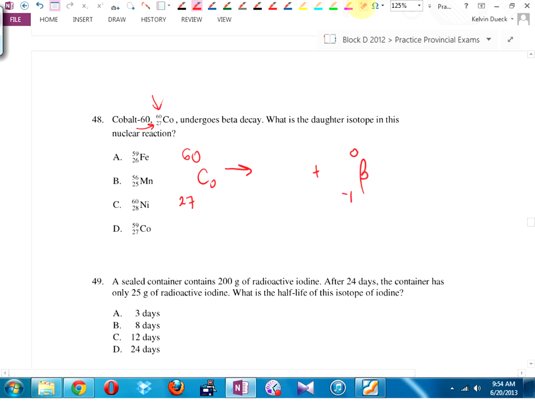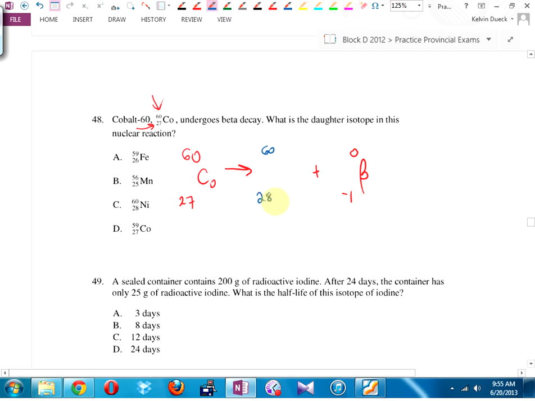Now, these numbers have to balance. How many do I have here as a mass? Meant to be really obvious, huh? You know what? It's got to be a 60 here. These numbers have to balance. I have a 27. This is a minus 1. What must go here? So this still works out to 27.